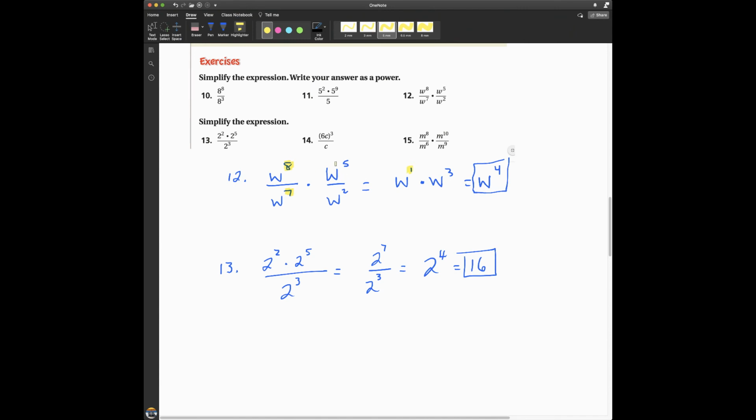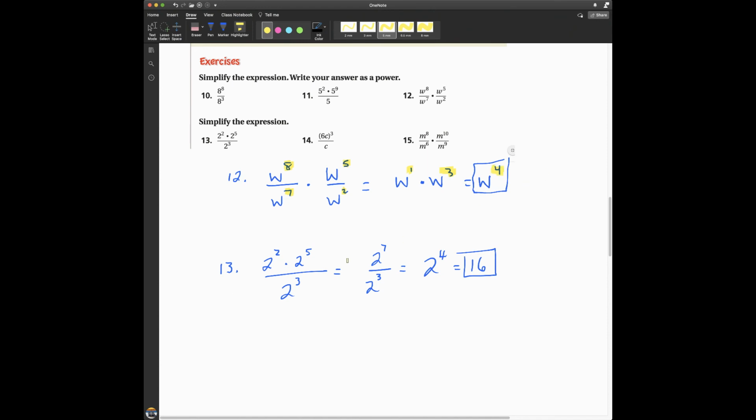And I multiplied it by whatever this quotient was. And so I have w to the 5th divided by w to the 2nd, and that is w to the 3rd. All right, and then I use the properties from 16.2 and I add the exponents, so I end up with w to the 4th.